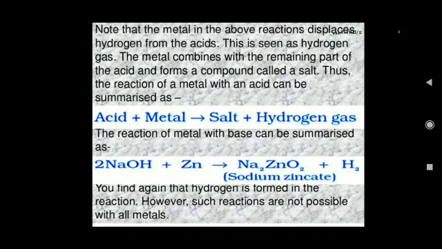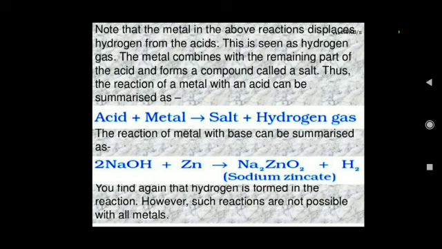Here you can see acid plus metal. The acid was H2SO4 and the metal was zinc. The salt is ZnSO4 plus hydrogen gas H2.